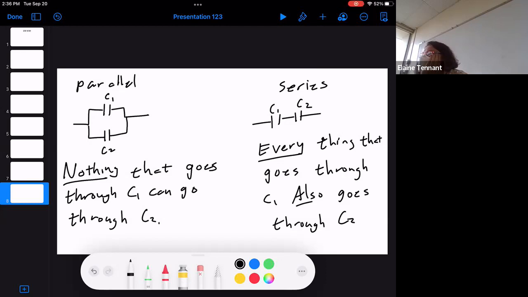But for parallel, there's nothing that goes to C1... Let's say I have some happy little charge going through my circuit. It hits this T, right? It can choose up or it can choose down, but it can't go through both. So it'll go this way, and maybe some other charge will choose the other direction. But the green charge that goes through C2 is now never going to go through C1.